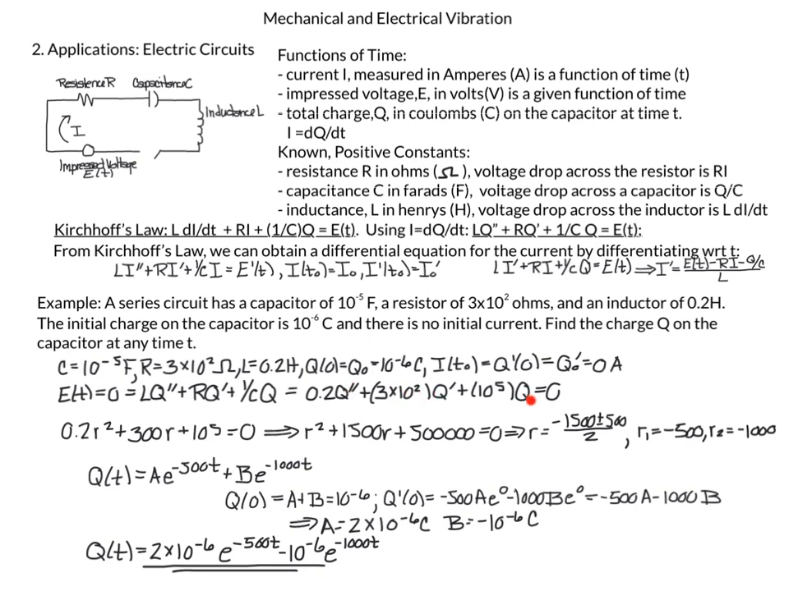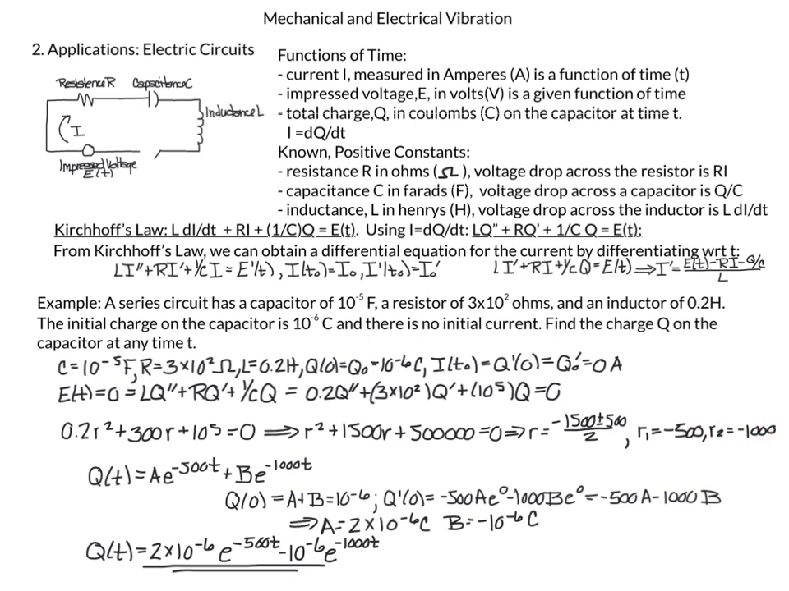We can solve that because we have our characteristic equation, which is 0.2 r squared plus 300 r plus 10 to the 5th equals 0. So we can solve this for r, and we get r1 equal to minus 500, and r2 equal to minus 1,000.